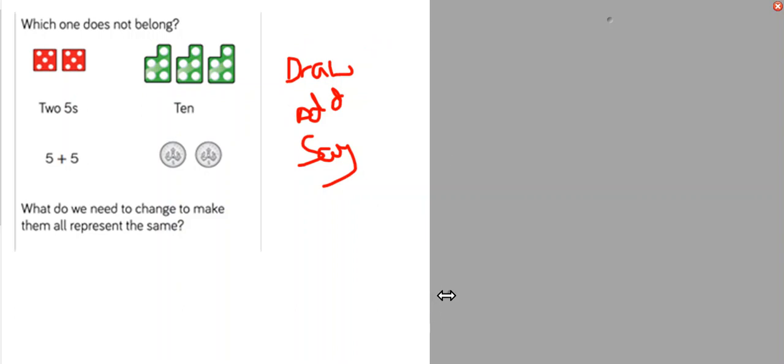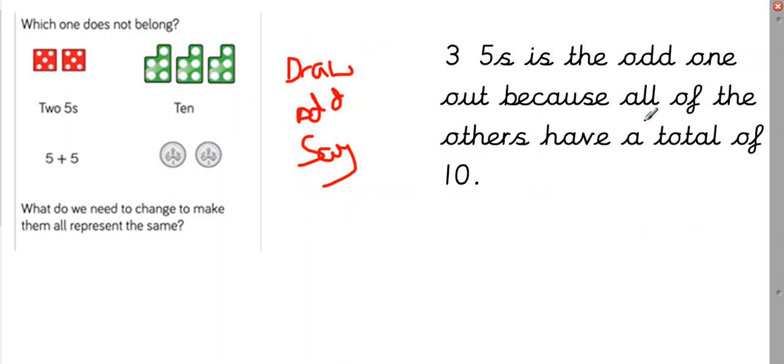Let's have a look at the answer then. So, 3 fives is the odd one out because all of the others have a total of 10. Okay, 5 add 5 is 10, 2 fives is 10, 2 fives is 10. This one has a total of 15 because it's 3 fives, not 2 fives. So in order to make them all represent the same, we just need to get rid of one of our lots of 5. So we've still got 2 lots of 5 there. Well done if you got that one correct.